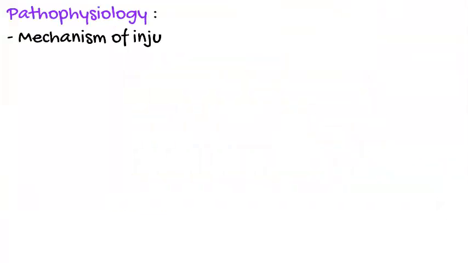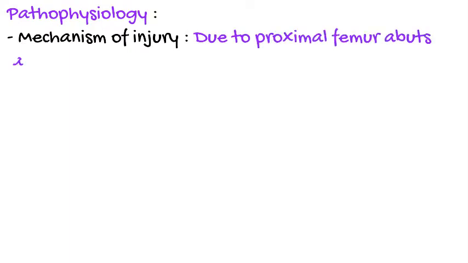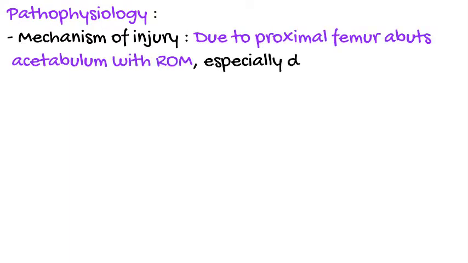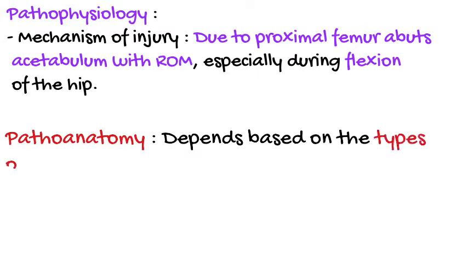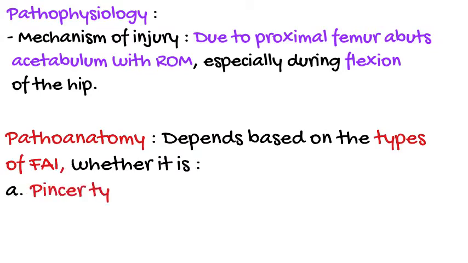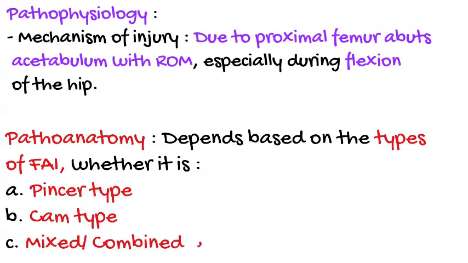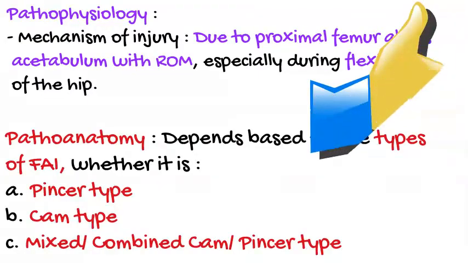The pathophysiology of femoroacetabular impingement is that the mechanism of injury is due to the proximal femur abutting the acetabulum during the range of movement (ROM), especially during flexion of the hip. The pathoanatomy of femoroacetabular impingement depends on the type of FAI, whether it is A, a pincer type, B, a cam type, or C, a mixed or combined cam and pincer type.